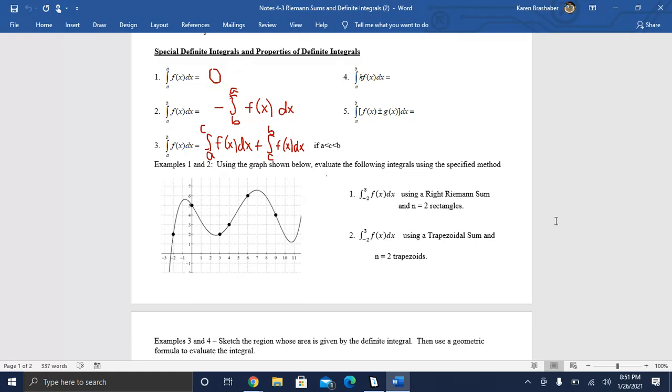And then numbers 4 and 5, those are properties that you've seen with the indefinite integral, that if you have a constant, you may take the constant outside of the integral sign. So k times the integral from a to b of f of x dx. And likewise for number 5, you've seen this before, where you can distribute. So the integral from a to b of f of x dx plus or minus the integral from a to b of g of x dx.